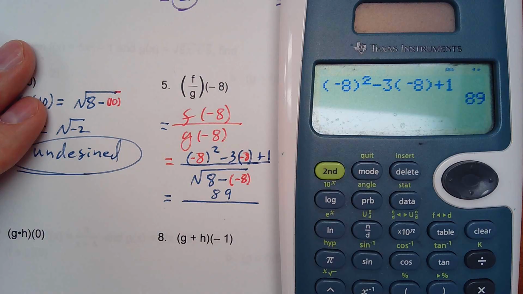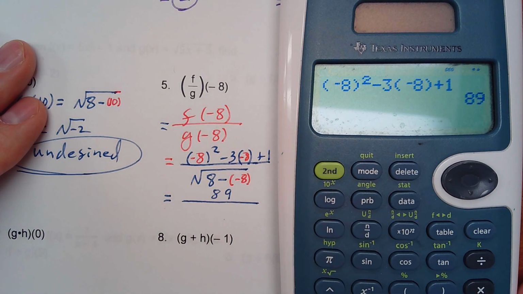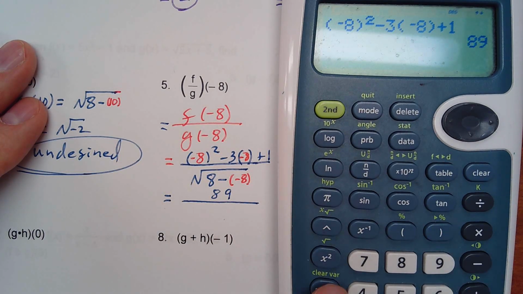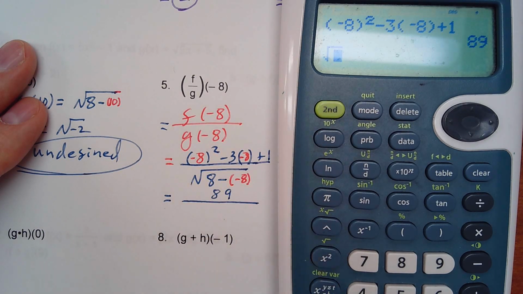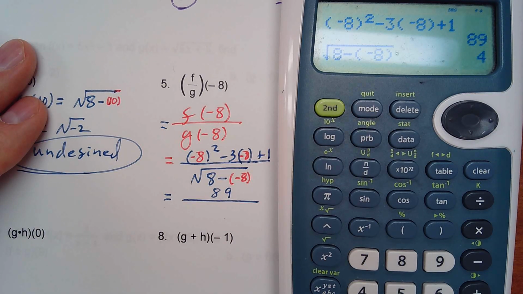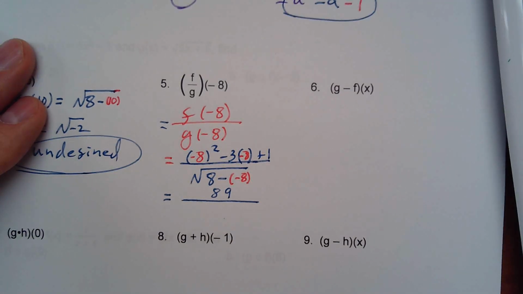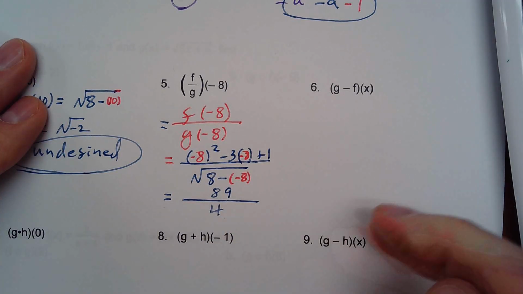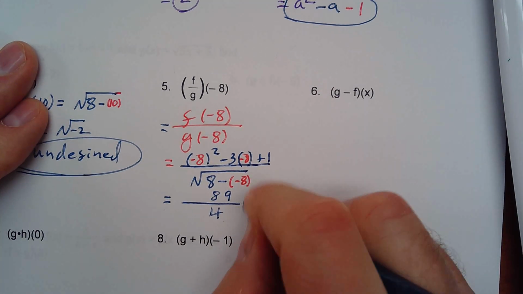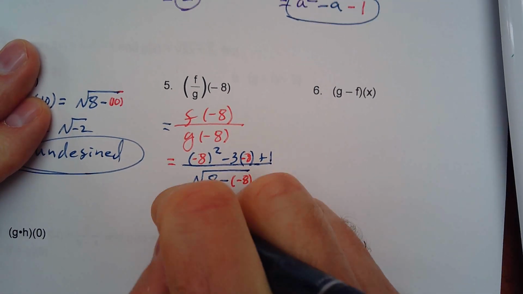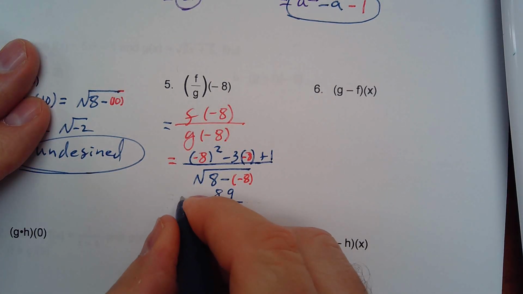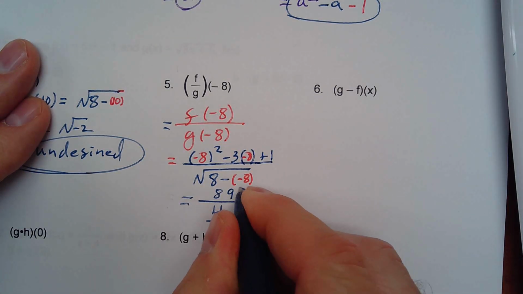And now let's do the denominator. And again, if I want to put that whole thing in, I can. I'm going to be using my square root key here, so I'm going to do my second x squared key. 8 subtract -8. And that will give us 4. And really can't simplify that, so we'll call that our answer. Made my fraction bar a little bit too big.